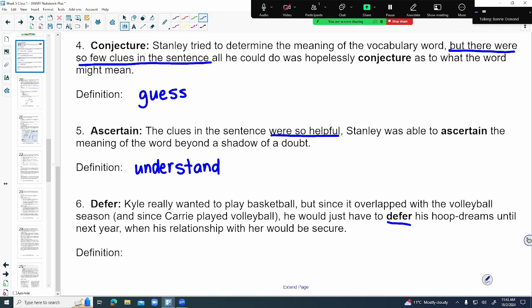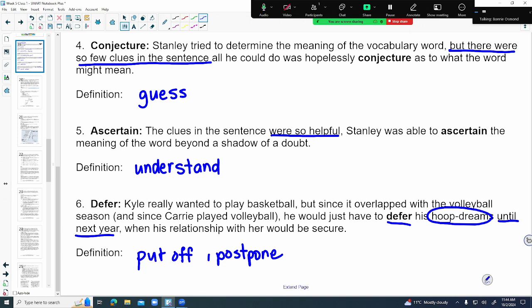So his hoop dreams, basically, he would have to defer playing basketball until next year, which means that he's not going to play basketball this year. He's going to play next year. So defer means to put off, okay, or postpone until next year. Okay, so that's using context clues.